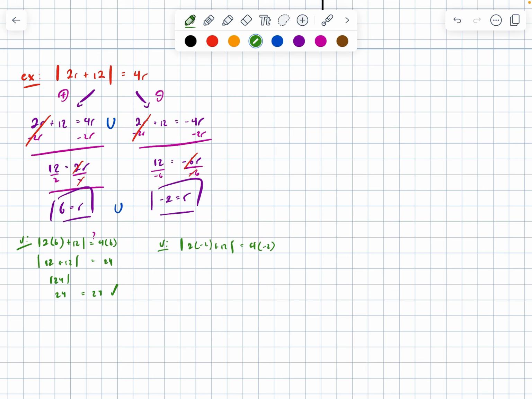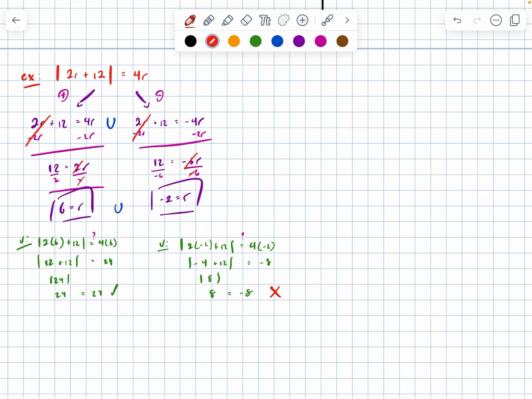And then on the right, I want to check when I substitute in negative 2. So the absolute value of 2 times negative 2 plus 12, is it equal to 4 times negative 2? So I've got 2 times negative 2. Well, that's negative 4 plus 12. The absolute value of negative 4 plus 12 would be the absolute value of 8, which is 8. 4 times negative 2 is negative 8. Is 8 equal to negative 8? No, 8 is not equal to negative 8.